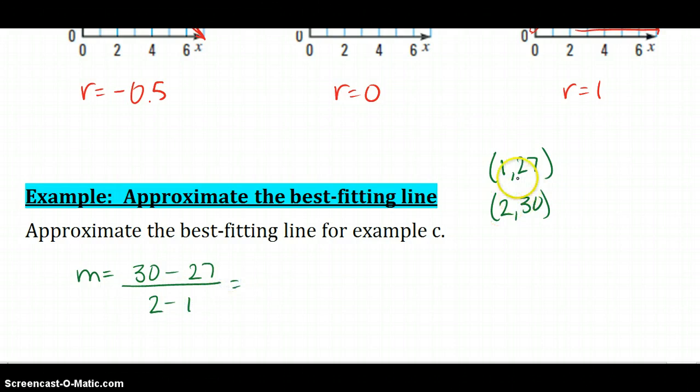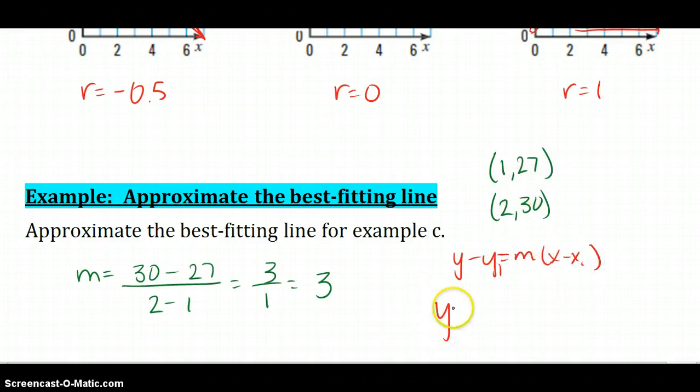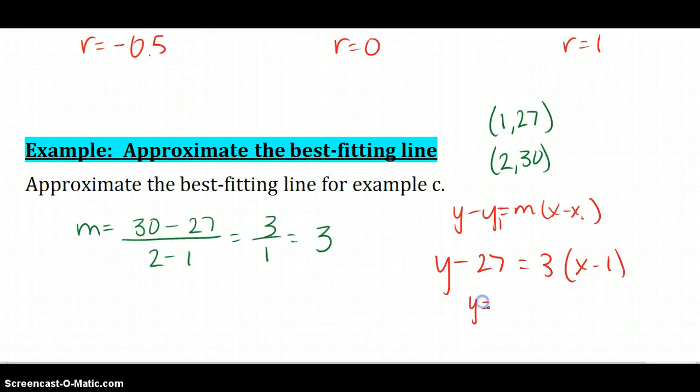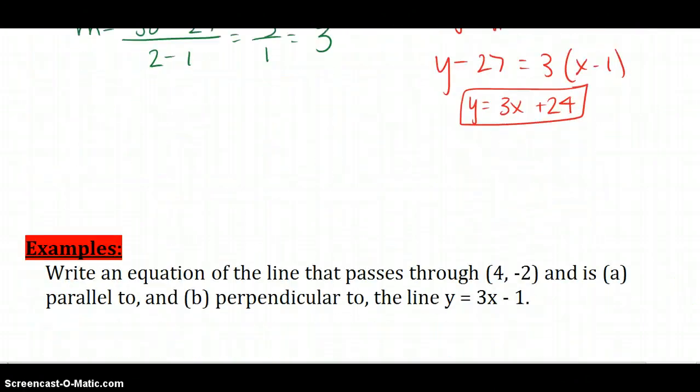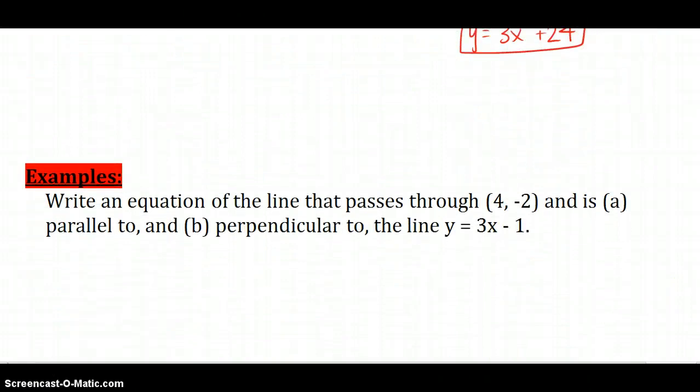So what you're going to do after you get the 2 points is find the slope. So I did my change in y over change in x, and it looks like I have a slope of 3. Then once you have your slope, you fill in your point slope equation, and I can choose either point, it doesn't matter which one I choose. I'm going to pick the first one, use my slope of 3 that I just found, and simplify. And after I distribute and simplify, I'm going to get 3x plus 24. So that is my best fitting line. That means if I go to graph that line, it's going to be really close to all of my dots. This is the last example that I want you to do in your notes.